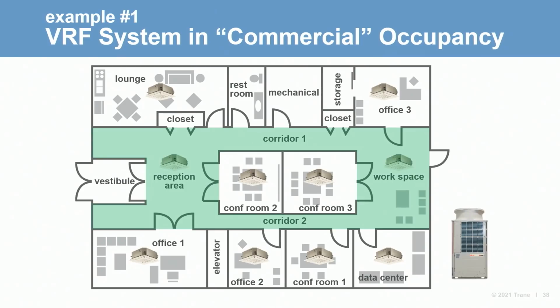However, spaces that are always connected by permanent fixed openings, like the reception area, the corridors, and the workspace, can be grouped together for one calculation. Then we have the closets, the elevator shaft, the mechanical room, and the storage room. These are not served by the VRF system. They do not have to be considered in the RCL calculations. Again, this will be different for A2L refrigerants. And since the vestibule and the restroom are conditioned by transfer air, we can ignore them too.